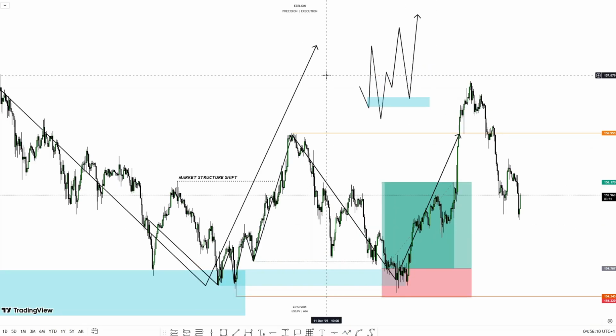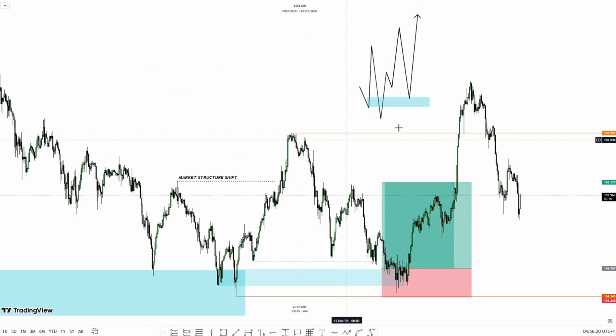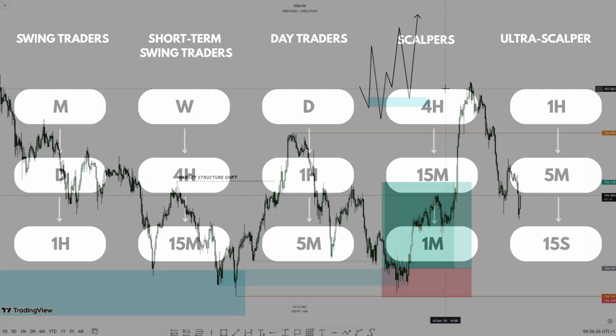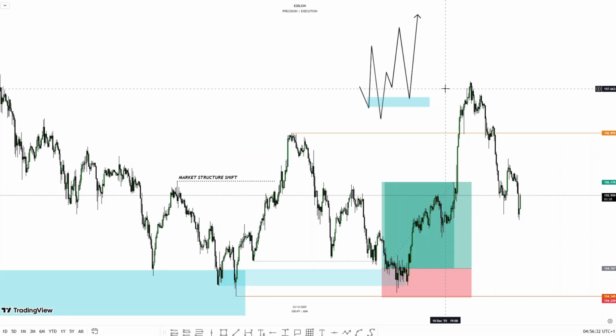Let's try to sum this up. What are you looking for? The first thing you want to do is to try to determine your trading style. Do you want to be a scalper? Do you want to be a day trader? Do you want to be a swing trader? Whatever type of trader you want, when you determine it, use the time frame alignment I gave you guys. You can go back to this video and screenshot it. So use it to pick the time frames that correspond to your trading style.